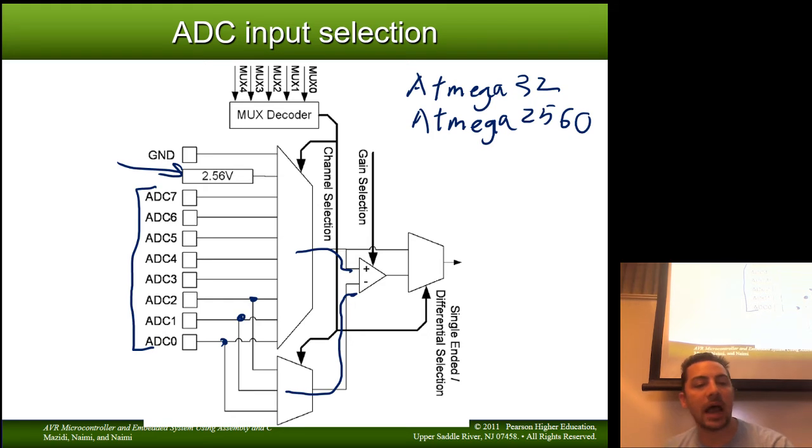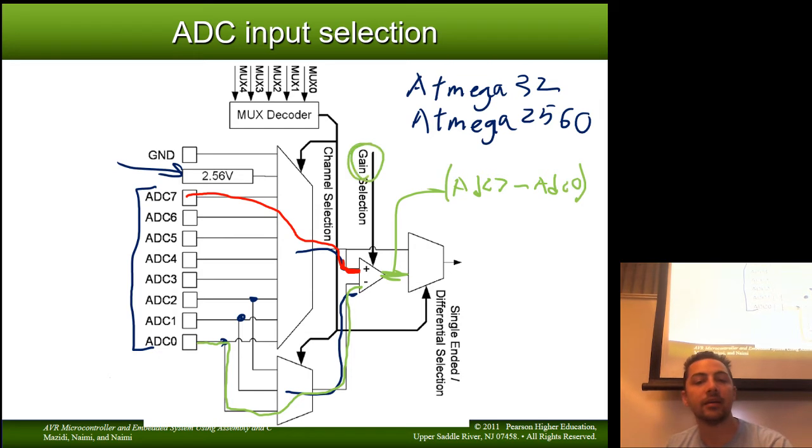So we can say, all right, I'm going to choose a different color here. I'm going to choose ADC7 and send it to the plus side of this gain. And then I'll choose maybe ADC0 to go through this mux. So what this value here will be, this will be ADC7 minus ADC0 multiplied by a gain.